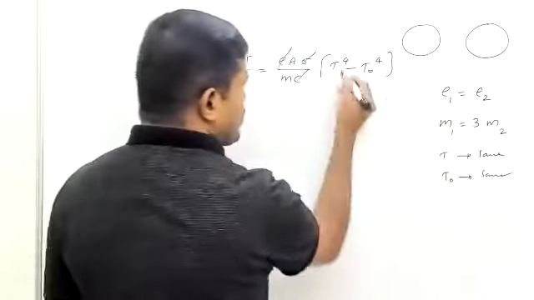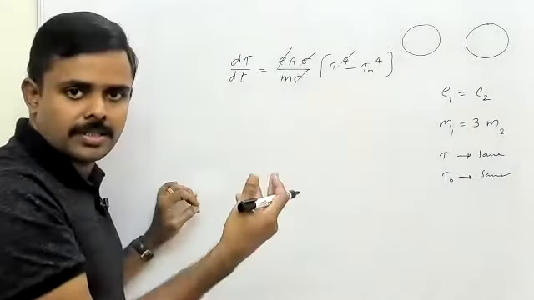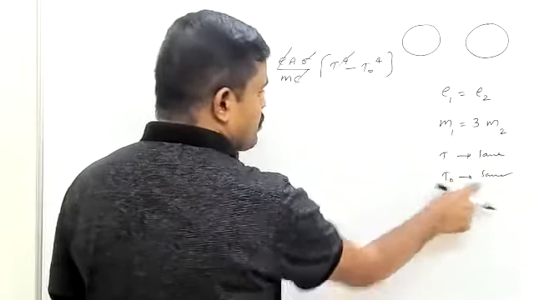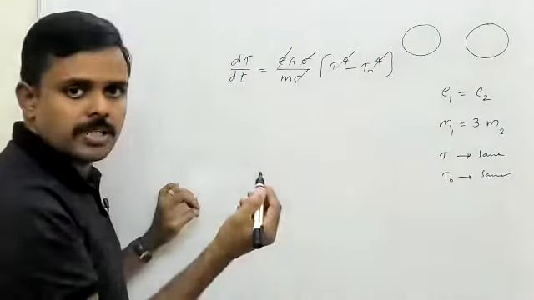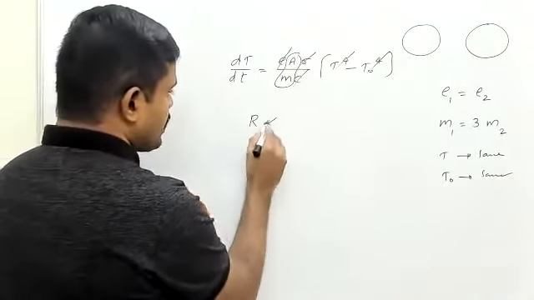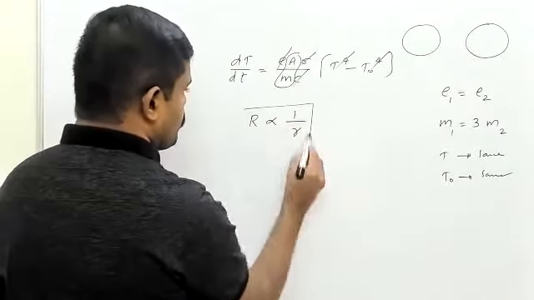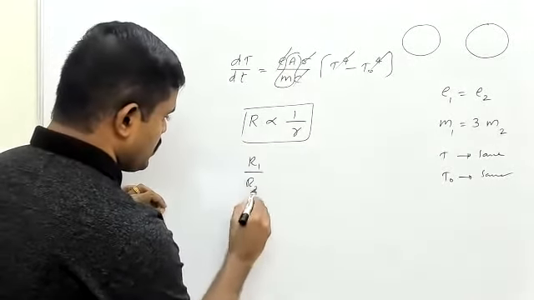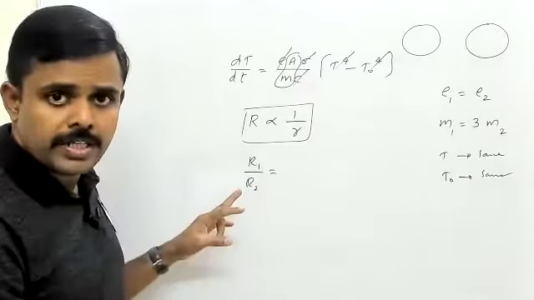They are brought to same temperature, so T is same for both. They are kept in the same room, so room temperature is also same. So the rate depends on A and M only. And we have proved that rate of cooling is proportional to 1 by R. So what is the rate of cooling of first one to second one?